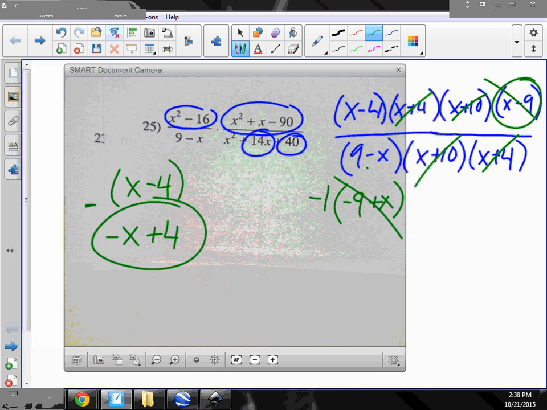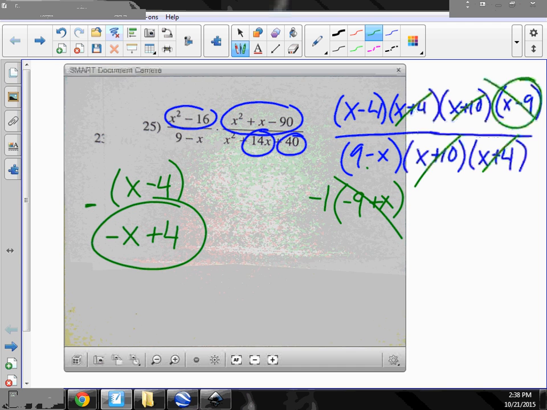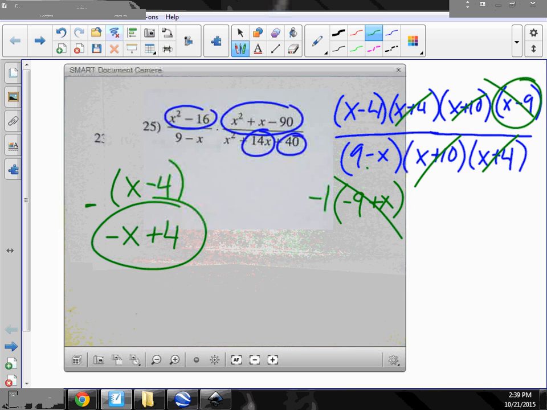So every once in a while, you're going to have to factor a negative out and then work it back in depending on where it is and how the problem looks. Okay? All right. Good luck.